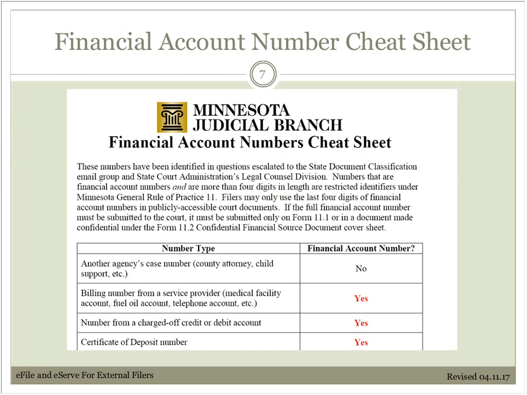Here is the third document we're going to talk about today. Remember, numbers that are financial account numbers and are more than 4 digits in length are restricted identifiers under the Minnesota General Rule of Practice. Filers may only use the last 4 digits of the financial account numbers in a publicly accessible court document. If the full financial account number must be submitted to the court, it must be submitted only on Form 11.1 or in a document made confidential under the Form 11.2 Confidential Financial Source document cover sheet.